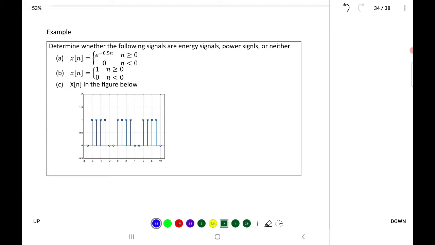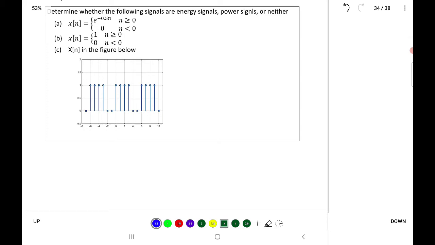x of n is equal to e to the power minus 0.5n when n is greater than or equal to 0, and 0 when n is less than 0. So it's defined for n greater than or equal to 0. The first thing you do is take the magnitude of x of n. There's no imaginary part, so it's the same thing, e to the power minus 0.5n. Then you square this value. The squared value will be e to the power minus n, since 2 times 0.5 is 1. That's the square value of x, or x squared.